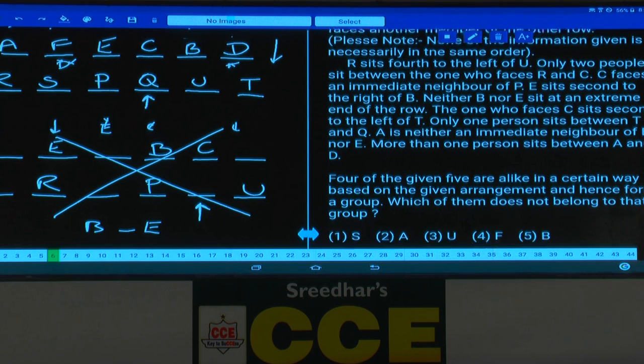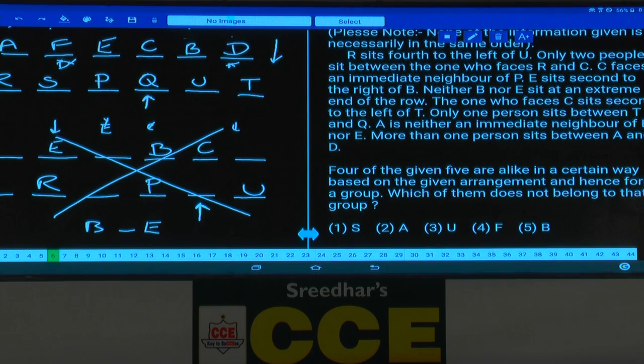Then question number 6 in this. Four of the five are alike in a certain way and hence form a group. Find the one which does not belong to the group. That means it is the odd man out. What is the odd man out here? S, U, F, and B, these persons are at the centers of the line, middle of the lines, but this A is at the corner. Except A, the remaining persons are at the middle, and this A is at the corner.